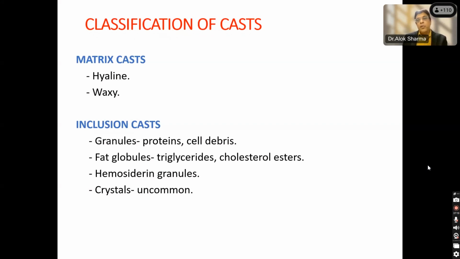Now, classification basically helps you to do a good examination so that you don't miss out on anything. If you look at it from a different angle, you can classify these casts as matrix casts. They are just composed of that basic matrix, which are hyaline or waxy or whatever you want to call it. And when cellular elements get added to it, then it becomes an inclusion cast. So you can have protein, cell debris, cholesterol esters, hemosiderin, or even sometimes crystals within these.